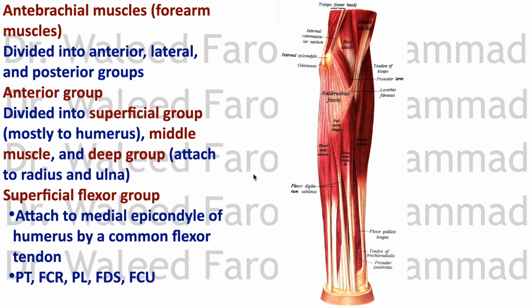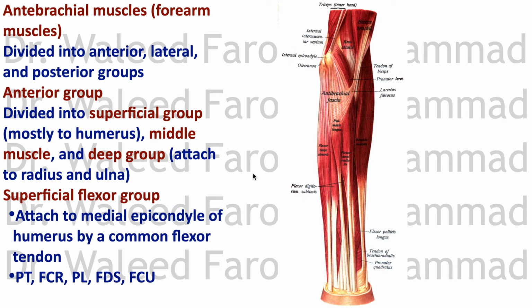The anterior group is divided into a superficial group, a middle muscle, one muscle, which is the flexor digitorum superficialis, because it's at a slightly deeper level than the rest of the muscles of the superficial group, and a deep group attached to the radius and ulna. Okay, the superficial group is mostly attached to the humerus. The superficial flexor group is attached to the medial epicondyle. It's called the common flexor origin or the common flexor tendon.